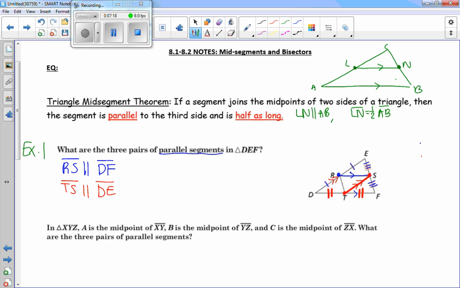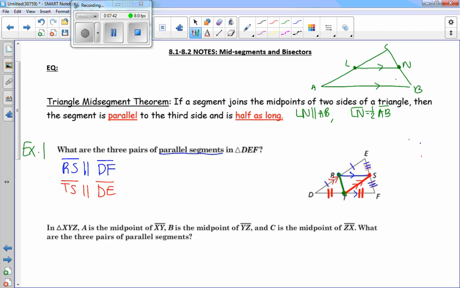There should be one more. Because it's a triangle, we would expect three pairs. So that's the third pair. RT, where's RT? And R and T actually both, are they both midpoints? That's the only way that they're in one. So we have R and T are midpoints. So when we join them, we get a mid-segment.